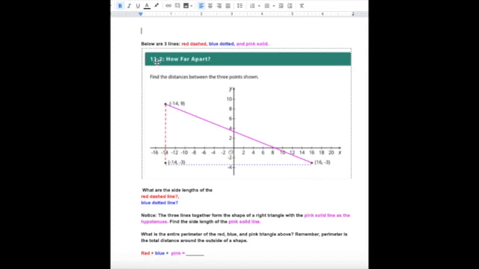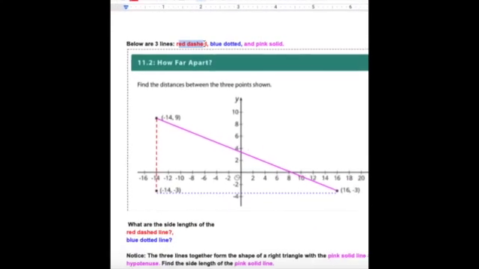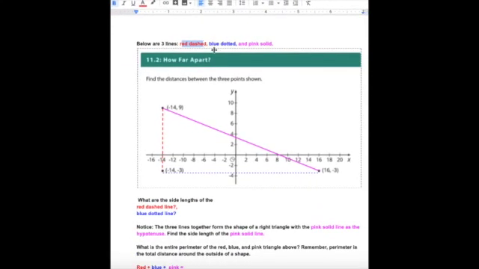So now, below we have 3 lines. We have a red dashed line, a blue dotted line, and a pink solid line. And we have them connected between 3 ordered pairs. So I'm going to take a minute and think about what the side length of that red line would be, and what the side length of that blue dotted line would be, and have we been learning something for the past week or two to help us figure out what the length of that pink line should be? Notice that's a right triangle. So let's find the red and the blue sides and see if we can use that to find the pink side.